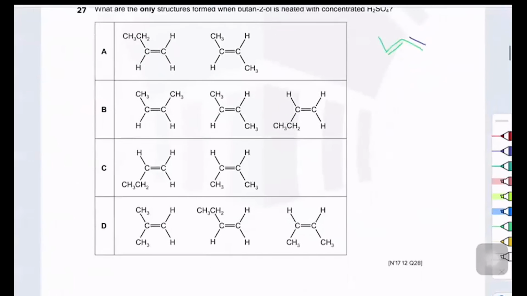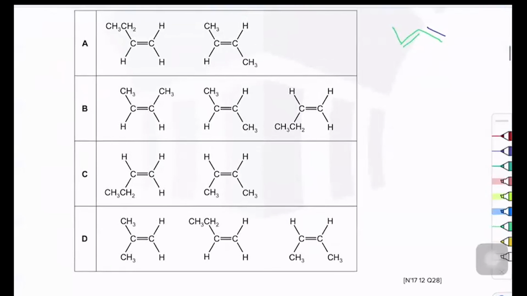Let's see what's wrong in D. Wow, D has given us two methyl groups on the same carbon. That's not a possibility. Look at butanol. It doesn't have any branches.